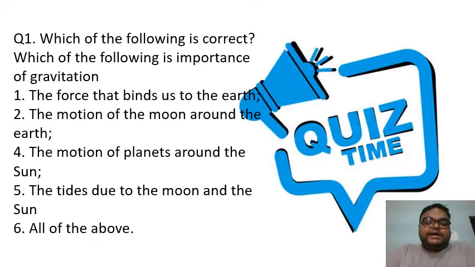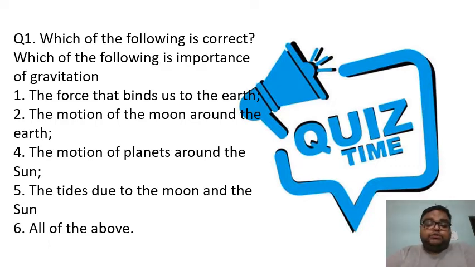So, yes, students, we have reached another quiz here. The quiz asks: which of the following is the importance of gravitation? The first one is the force that binds us to the earth. It is called gravitation. The motion of the moon around the earth, it is gravitation. The motion of planets around the sun, it is gravitation. It is happening due to gravitation.